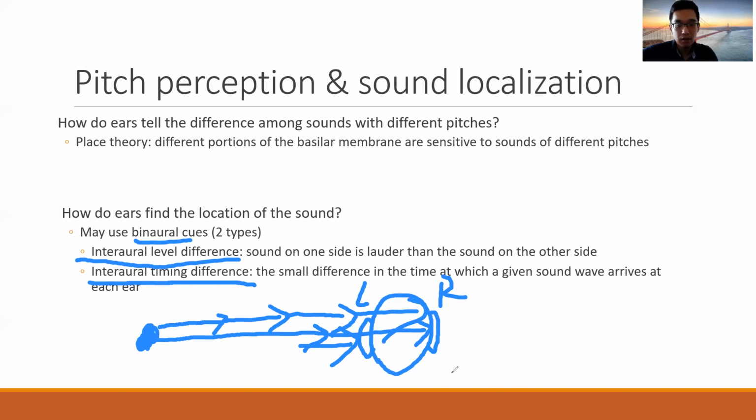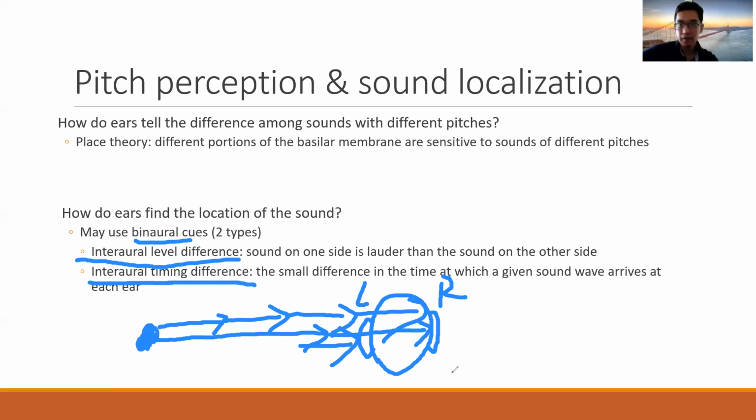So in a different time, so the brain can tell the difference. When the sound reaches the left ear earlier than the right ear, it means that the sound is on the left, right? Because the sound is on the left, the left ear hears the sound first, and the right ear hears the sound later. So it's called an interaural timing difference. So with the binaural cues, we can easily tell whether the sound is on the left or on the right.